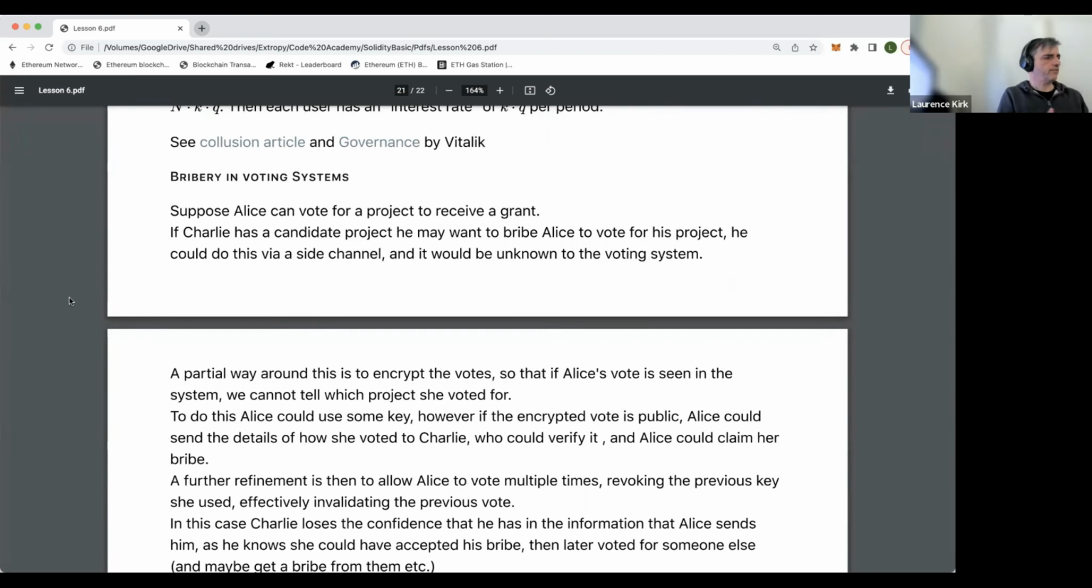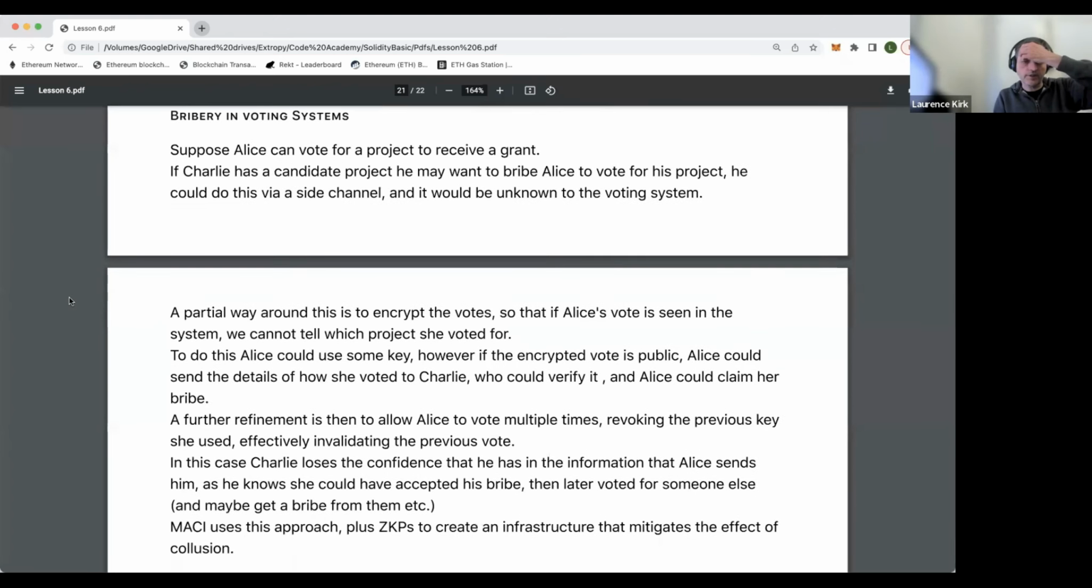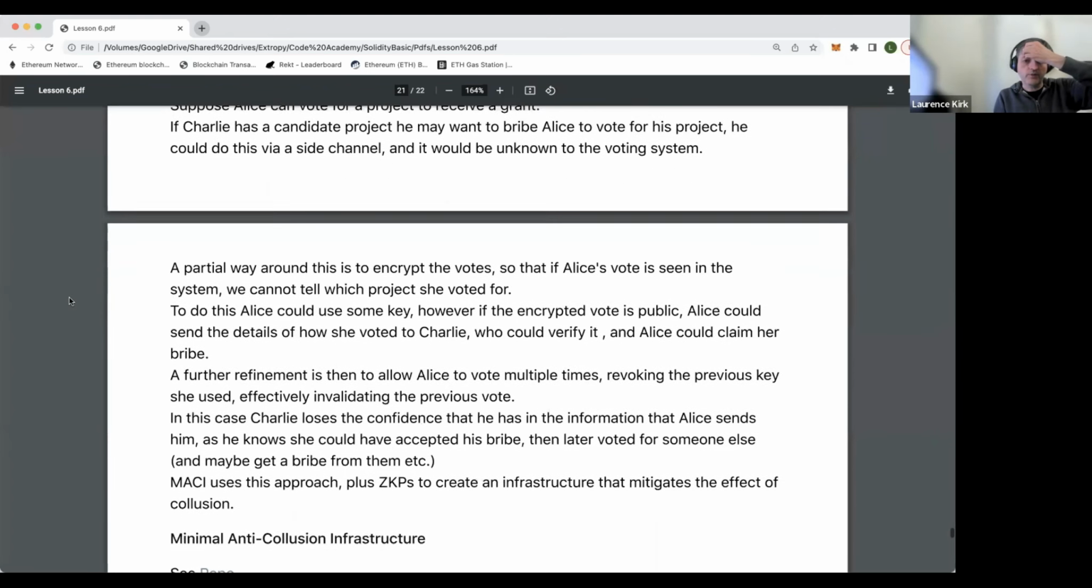And if, for example, we have projects like Gitcoin where people are voting to give grants to various projects, this could be problematic because you could bribe the people who are voting to give grants to you. And so I've got details here that you can read through on how we get around this.